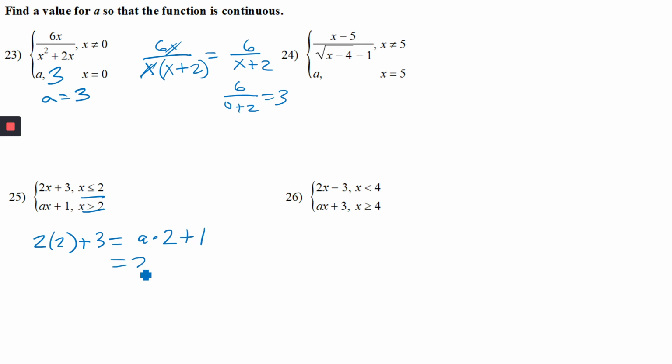Of course, we can write that as 2a plus 1. And if I simplify the left side here, I would have 7. So I've got 7 is equal to 2a plus 1. And solve. And that's going to give me a is equal to 3.